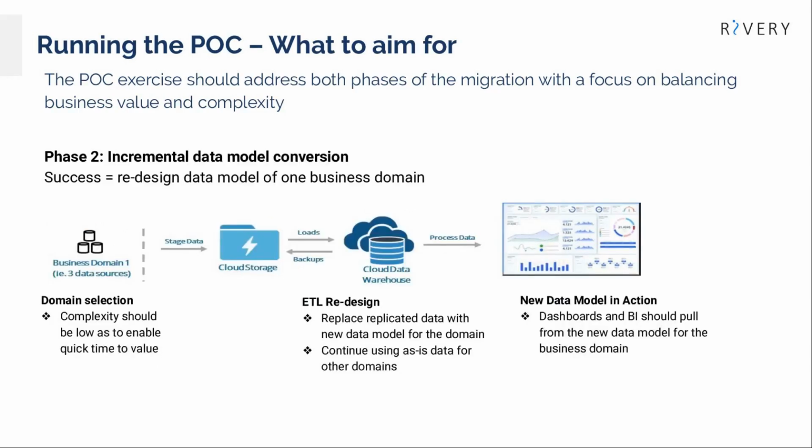Simultaneously, the POC period should also cover part 2 of phase 2, which is geared toward an incremental conversion of your pre-existing data model. We suggest redesigning a single business domain in the POC period. This business domain should not be overly complex, as this will promote quick time to value. The redesigned ETLs will pull directly from source systems, and the new data model will replace the as-is replicated data from the on-prem database. Dashboards and BI should be reconfigured to pull from the new data model for the chosen business domain.